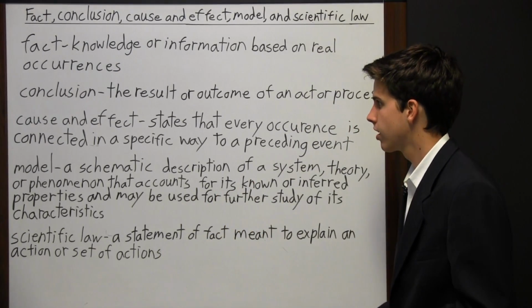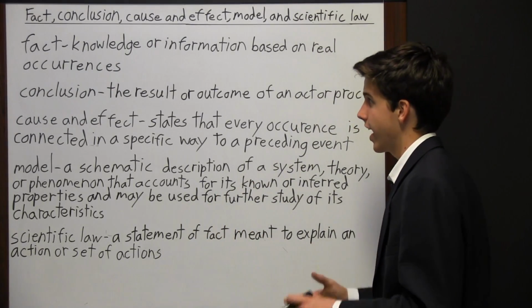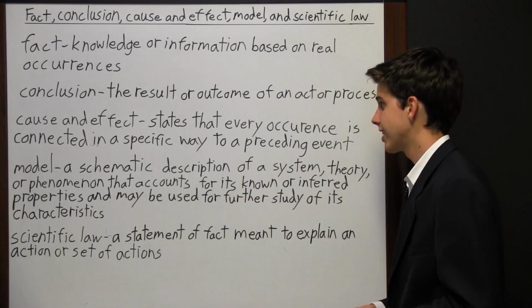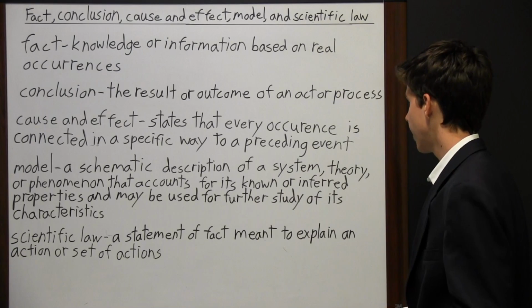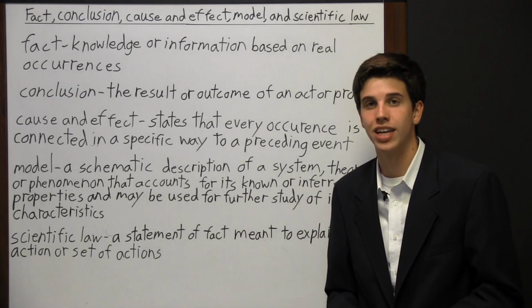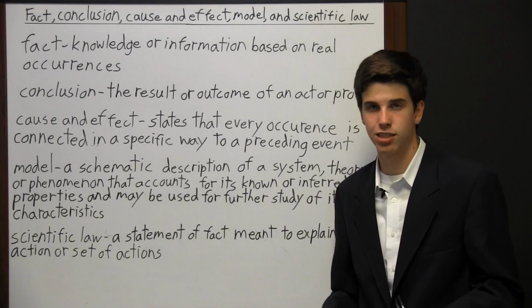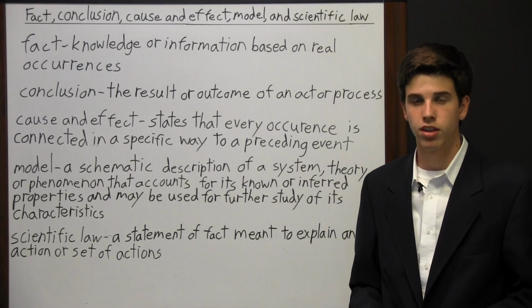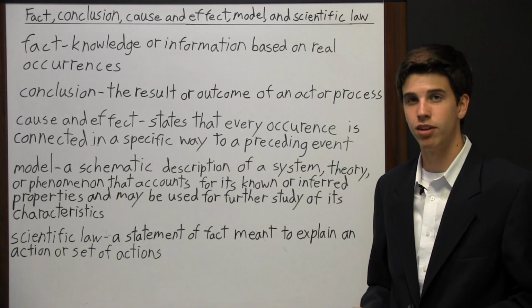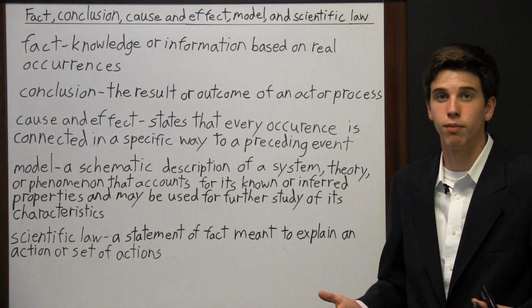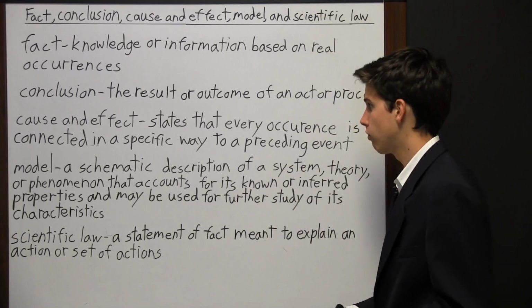And so that leads us to the next term, which is cause and effect, which states that every occurrence is connected in a specific way to a preceding event. So if one thing happens, it's because something else just happened. For example, if you see a tennis ball rolling down a driveway, you can infer that something happened to make that tennis ball start rolling. Could have been somebody throwing it, or it could have been the wind blowing it down the driveway.